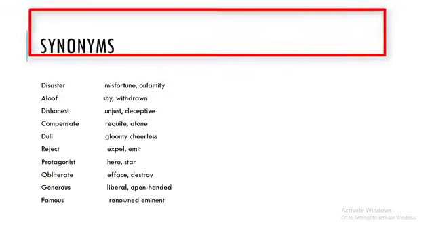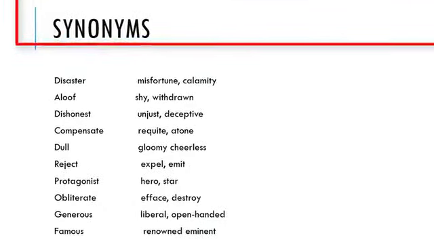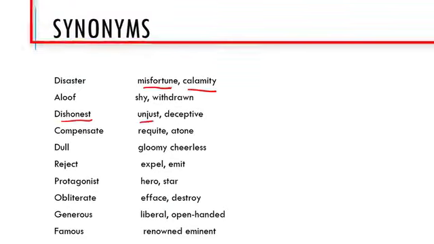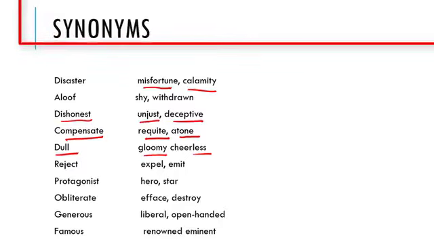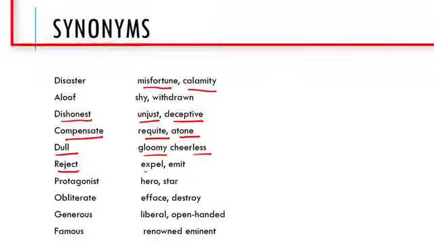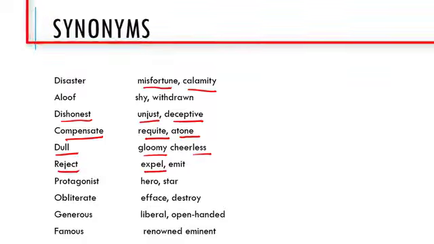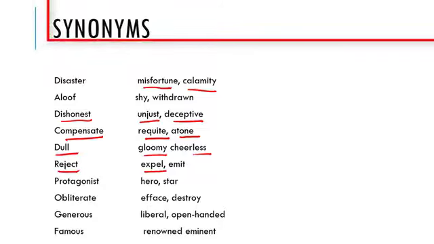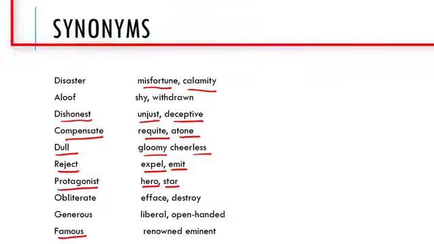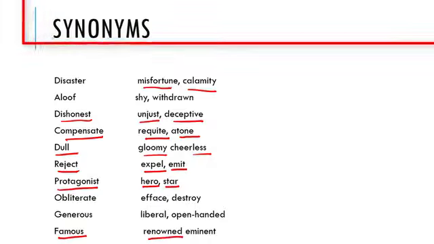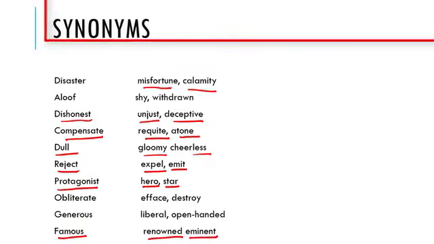Then we have disaster. So when something is a disaster, we say it's a misfortune or a calamity. We have dishonest. We have unjust. We have deceptive. We have compensate. We have atone. We have requite. We have dull. We have gloomy. We have careless. We have reject. It means to expel. Eject rather, not reject. Eject. To emit. We have a protagonist, who you call a hero or a star. And lastly, we have famous. To be famous is to be renowned or to be eminent.